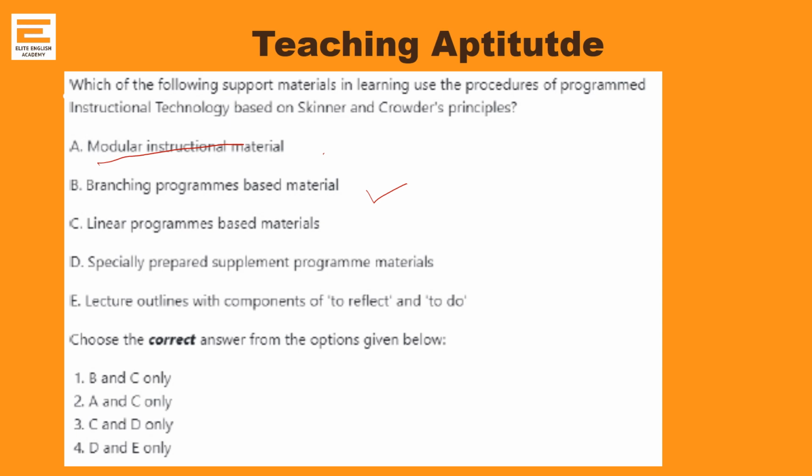For example, if there is a course for nurses, probably they need vocabulary and conversation practice related to medical situations. So that is specifically prepared. We can call it ESP. Then lecture outlines with components to reflect and to do. So it is the advanced level of doing. Already we saw memory level, thinking level, so this is the action level, when the students learn something in the class, if they are able to apply. So that is the thing. Right.